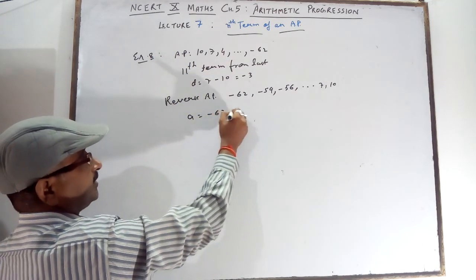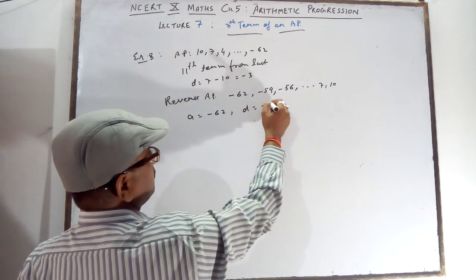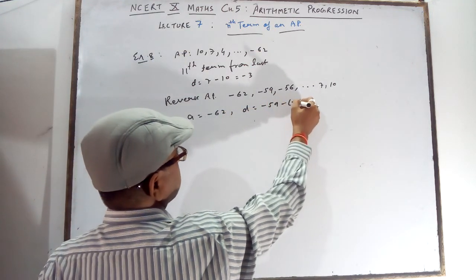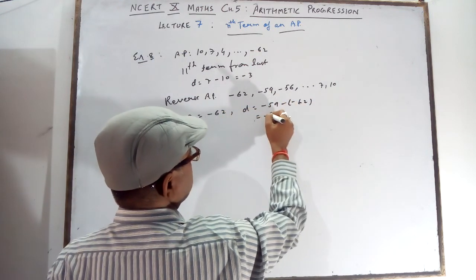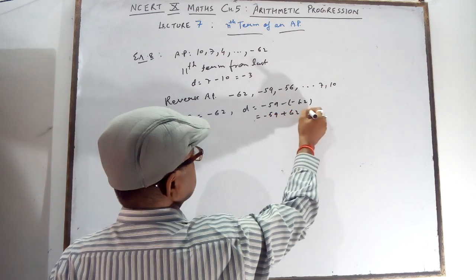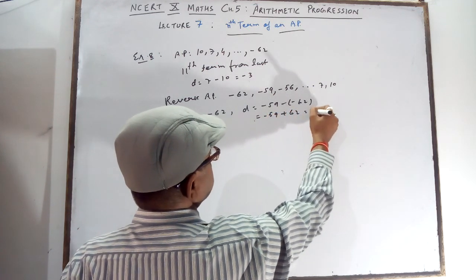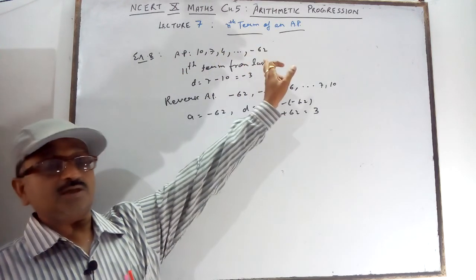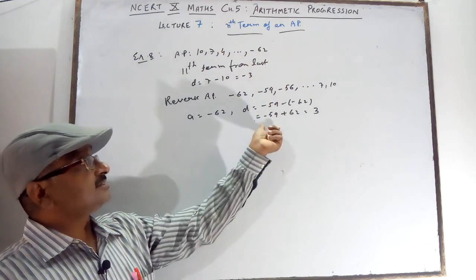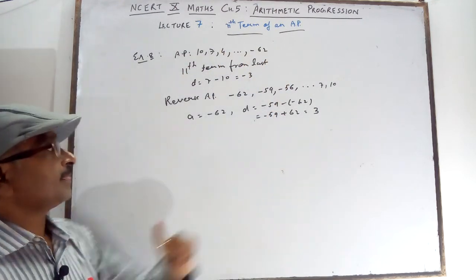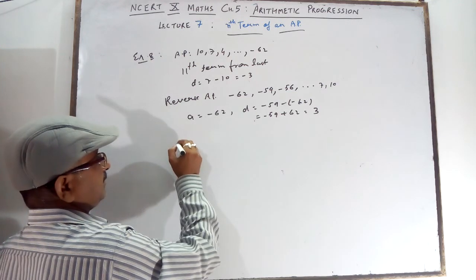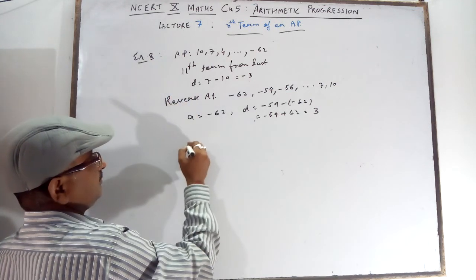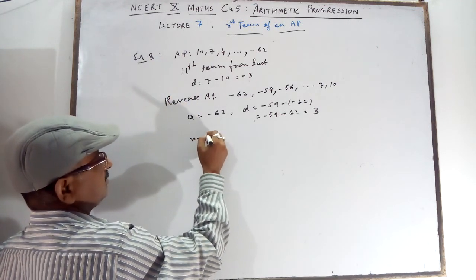A is equal to minus 62, D is equal to minus 59 minus minus 62. You get minus 59 plus 62, so plus 3. Very important thing here: given minus 3 actually, but you will get the reverse AP, then it will be plus 3. So now let the nth place be given as 11th place. N is given 11.